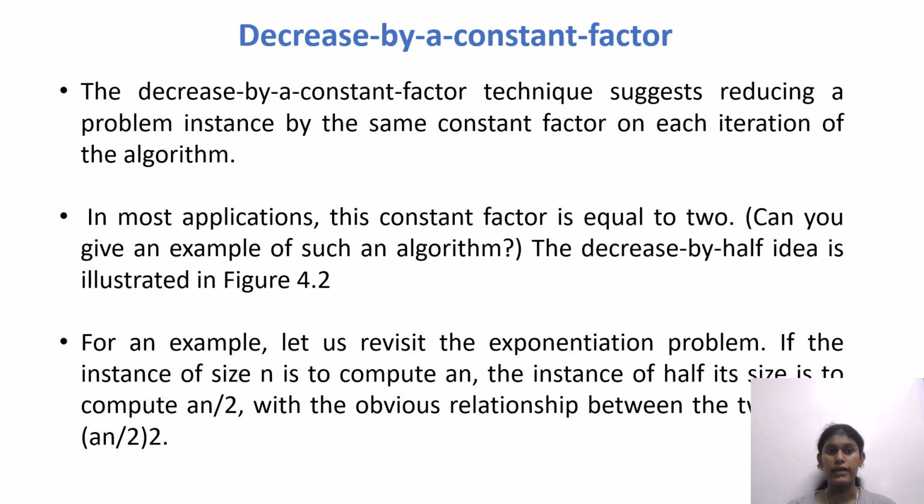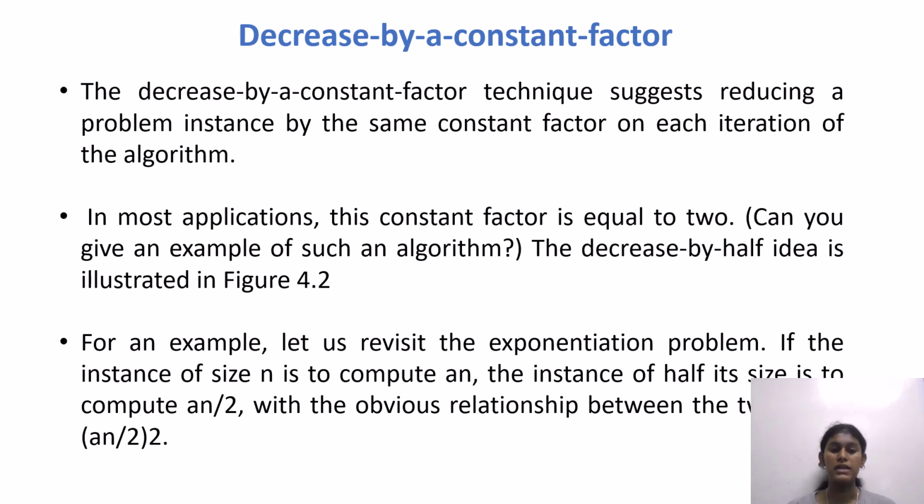Decrease by a constant factor. The decrease by a constant factor technique reduces a problem instance by the same constant factor on each iteration of the algorithm. In most applications, this constant factor is equal to 2. The decrease by half idea is illustrated in the figure.